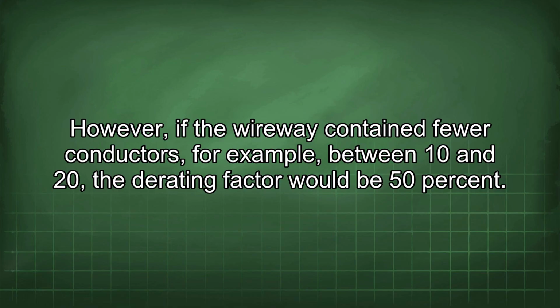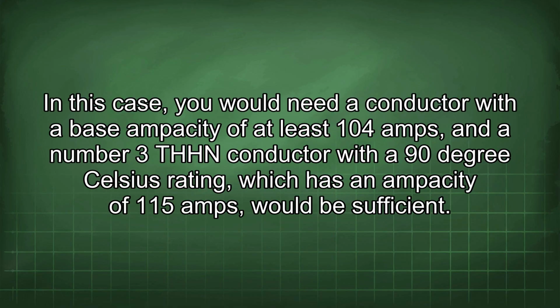However, if the wireway contained fewer conductors, for example, between 10 and 20, the derating factor would be 50%. In this case, you would need a conductor with a base ampacity of at least 104 amps, and a number 3 THHN conductor with a 90°C rating, which has an ampacity of 115 amps, would be sufficient.